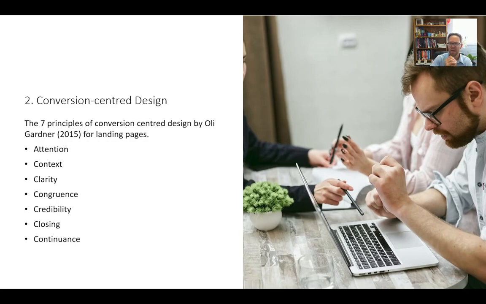Closing, so it's clear on the process that you go through and what that closing, that call to action is. And then continuance. You don't want your customers to get lost in that decision or in that customer journey. So when they go through step 1, step 2, step 3, we talked a bit about this last week. If they're getting stuck between step 3 and step 4, then you've lost that continuance, right? And that continues all the way till you get to that final action that you want them to do. So that's conversion-centered design.